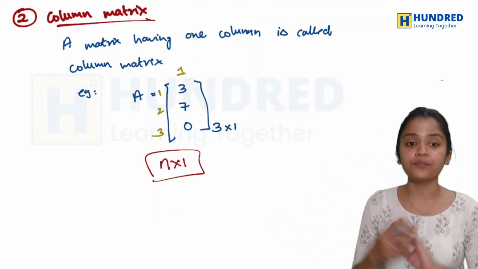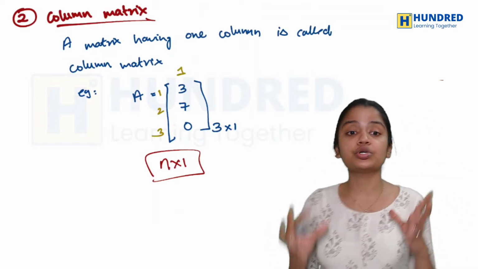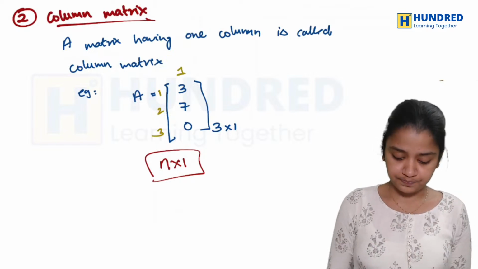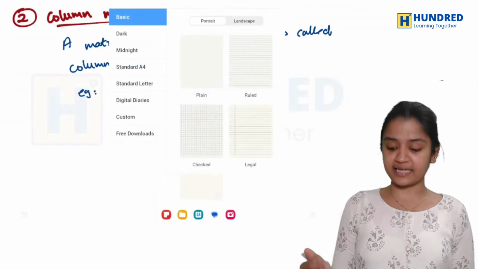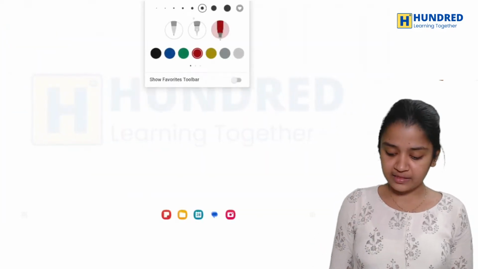Are you clear? This is the main thing which you definitely have to know about the row and column matrices. Every type is important. It is not that only this one is important, everything is important.